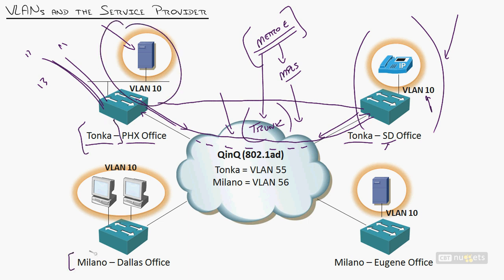And I've got Milano. Where do I come up with these companies? I ate a cookie this morning with my coffee by Milano. So Milano's creating cookies in Dallas and Eugene, and they actually have a server and some clients on VLAN 10.